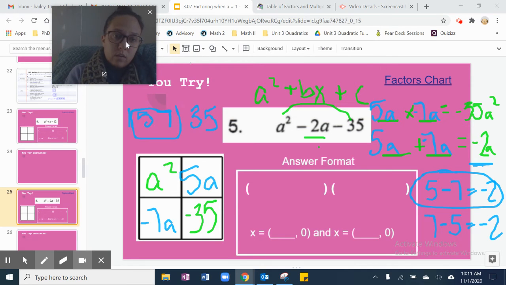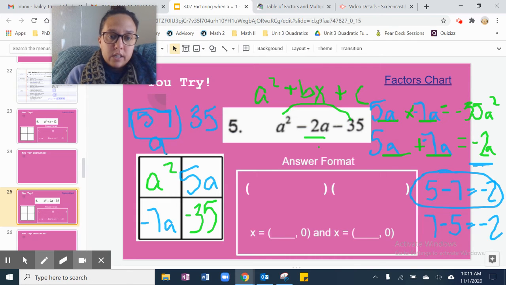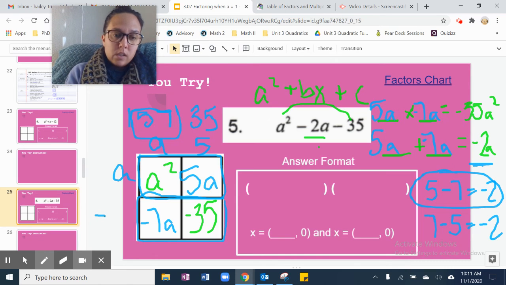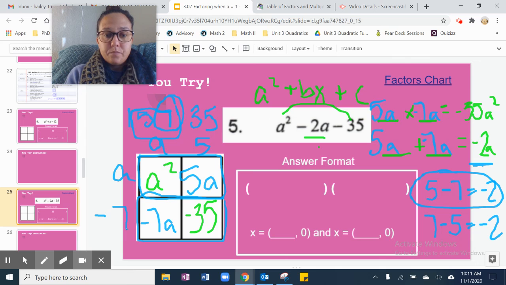So let's factor now out of the first column, a squared and negative 7a. You can pull out an a. 5a and negative 35. Well, 5 goes into 5 and 5 goes into 35. So we can factor out a 5. From the first row, we can factor out an a. And from the second row, they're both negative, so we're factoring out a negative. And 7 goes into itself, and it goes into 35, right? We determined that up here. So we'll factor out a negative 7.